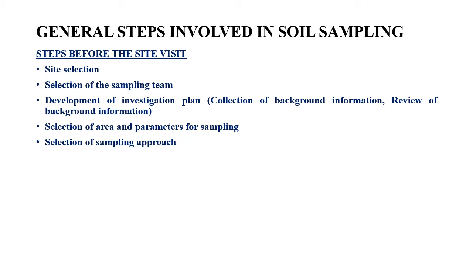Okay. Next is selection of the sampling team. Now obviously when you are doing such an elaborate process, a team is essential. There should be members belonging to different areas and who have great expertise and knowledge regarding the problem which we are dealing with. So here our problem is contamination, that is contaminated land.